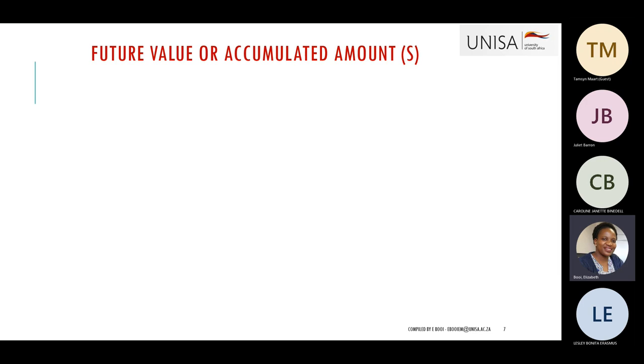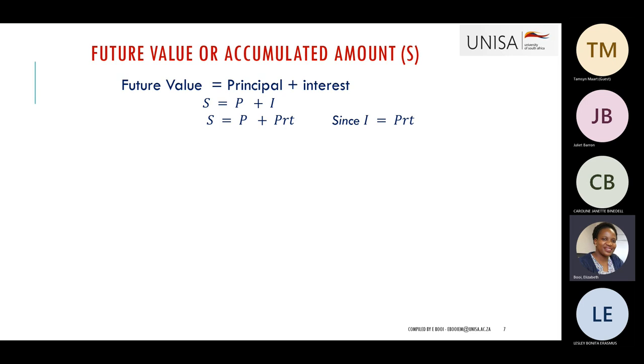If I want to calculate the future value, then the formula will be your principal amount plus your interest. Already we have defined what our interest is in terms of symbols. Future value is S. Our principal, we're going to use P, and our interest, we're going to use I. But we have already defined what I is. We said I is PRT. So if I replace I with PRT, then the formula changes and becomes S is equal to P plus PRT, which is principal plus interest. However, in math, we can summarize this by taking the common factor.